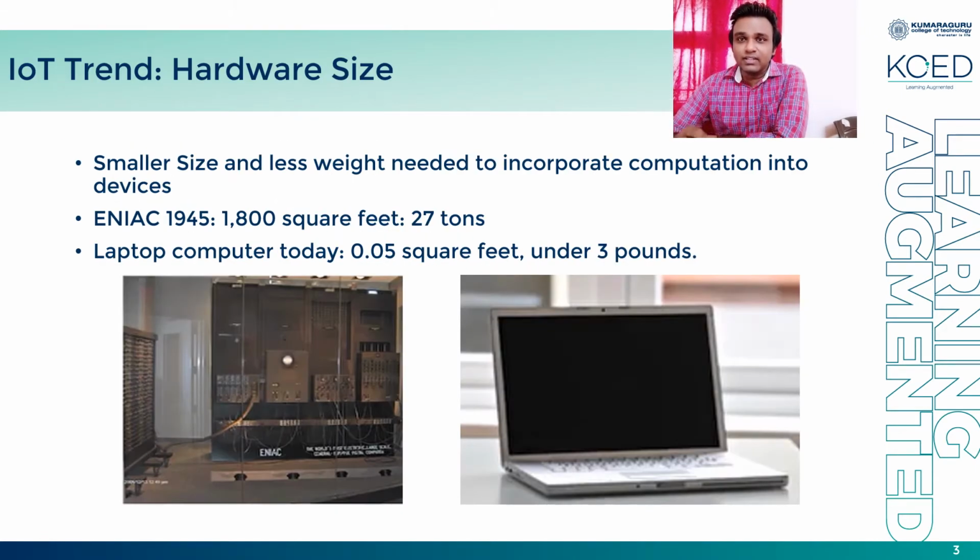When you take the hardware size, in olden days the computer size was 1,800 square feet and 27 tons. Nowadays a laptop is around 0.05 square feet, and it weighs about 3 pounds. As per Moore's law, the size of the chip is getting reduced, and nanometer-based chips are also being developed nowadays. The computational ability of each chip is getting increased tremendously, so the size of the hardware devices we develop for any kind of computation is very much reduced, which comes under compactness.